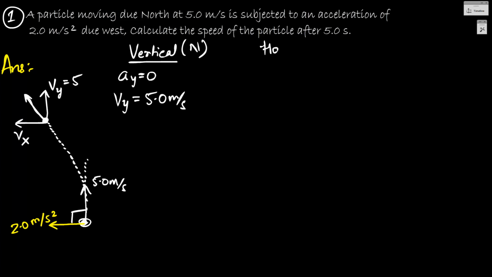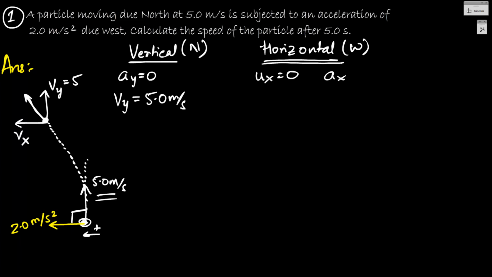Let's now look at what happens in the horizontal. Horizontal is what I call west. Notice now that all the initial velocity is only along the vertical. There's absolutely no initial velocity along the horizontal, because this 5 meters per second has no component along the west direction. So initial velocity along the horizontal is 0. Acceleration along the horizontal, I'm calling this my positive. Acceleration along the horizontal is 2. And the time taken is 5 seconds.